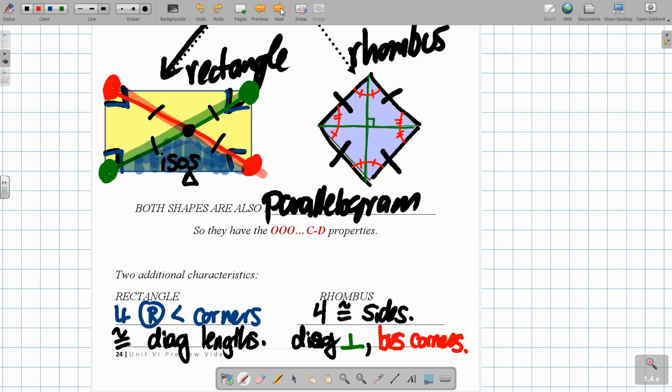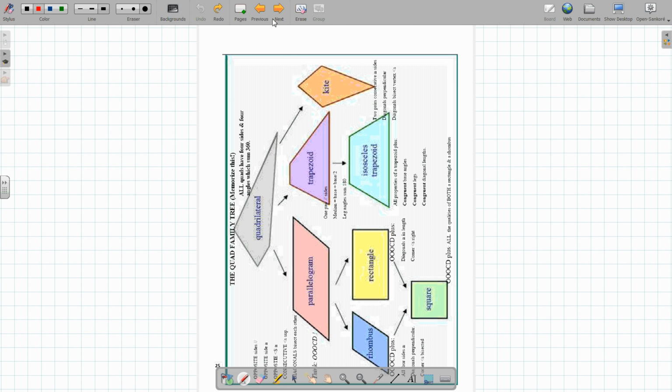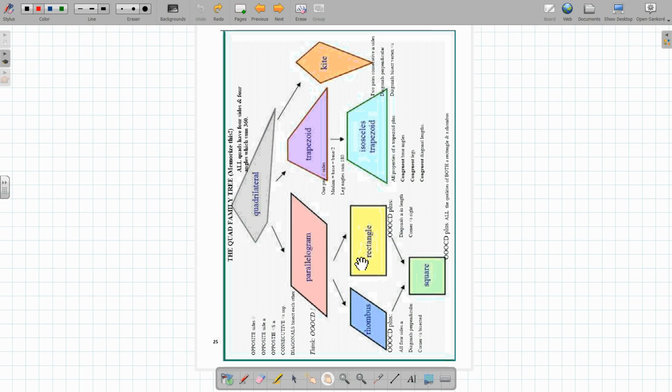All right, welcome back. Now you're probably wondering, what about a square? Well, a square is very simple. Here are all the qualities of all your quad family trees. You will need to memorize this. You will recognize right here the OCD qualities, and then the additional qualities of a rectangle and the additional qualities of a rhombus.